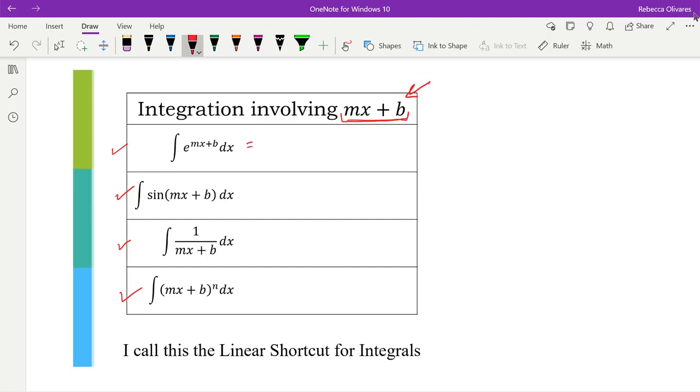And the shortcut is almost the same for all of them. You would do 1 divided by the slope times the antiderivative. And the antiderivative of e to the whatever, of course, is e to the whatever. So it'd be e to the mx plus b plus your constant of integration.